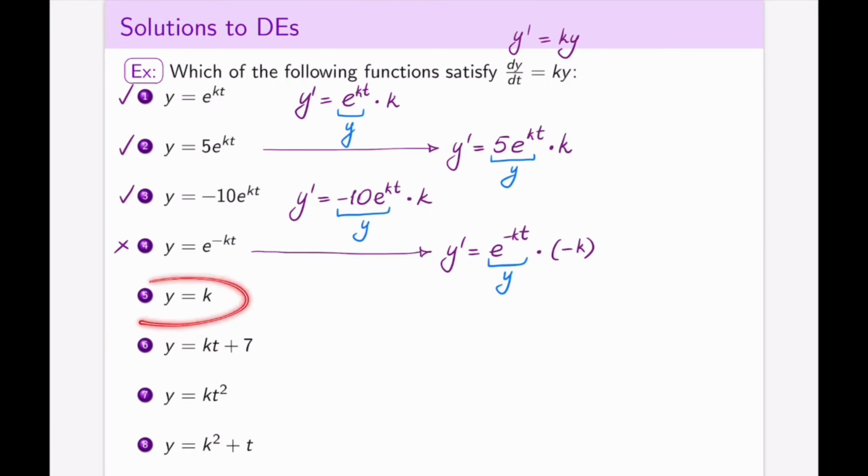What about if we take a function that's not even an exponential? Can this possibly satisfy this equation? Well, let's take a derivative of this one. If k is a constant, then the derivative of it is just 0, which means that the derivative of it cannot possibly be the constant times the original, so this function does not satisfy the differential equation. And you can go through the rest of them to see, I'm going to leave this as an exercise to you, that none of these actually satisfy the above differential equation.